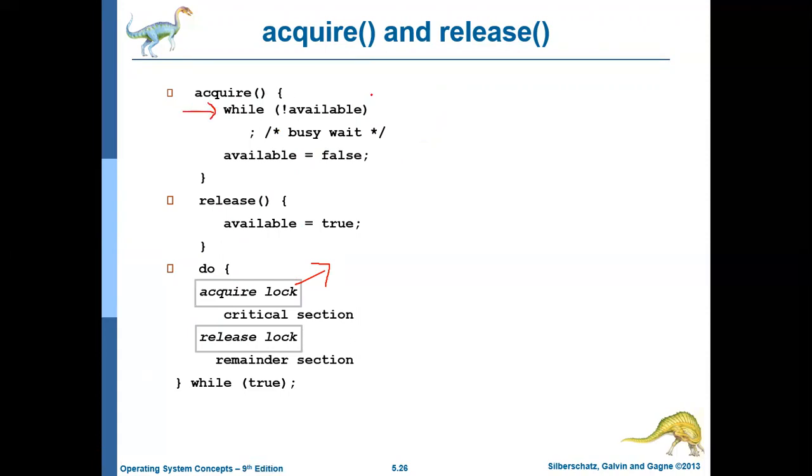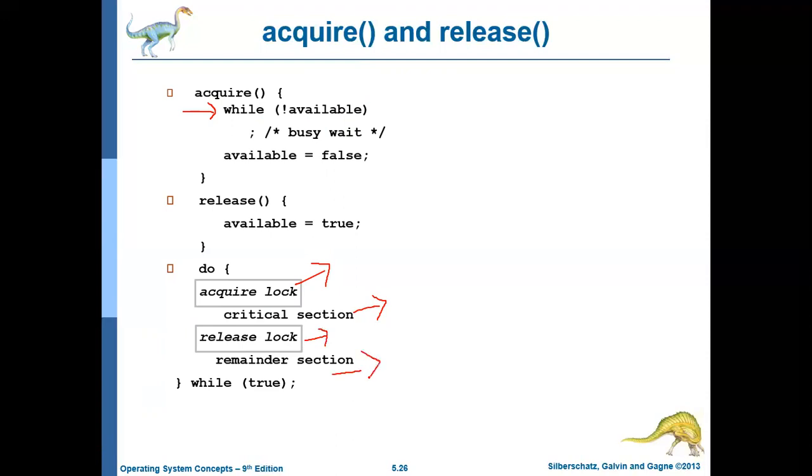Here it will be busy waiting until the lock is available. Once the critical section is available, it will enter the critical section, perform the activity, and then release the lock, and then it will execute the remainder section.